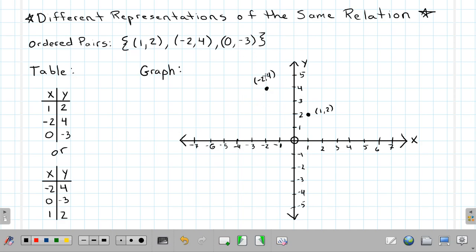And then lastly, we have 0, -3. So in this case, 0, well, if we start at the origin, the first number being 0 tells us we don't move left or right. We stay at 0. And then since it's a -3, we go down 3. So we have this point right here, which is the point 0, -3.